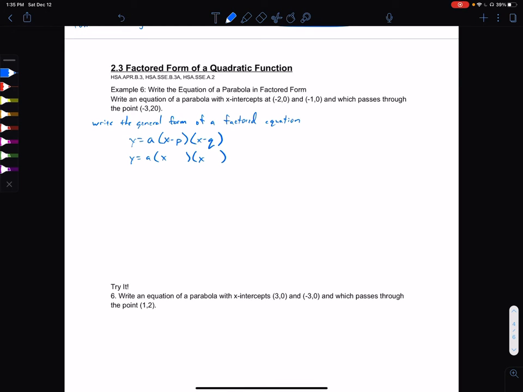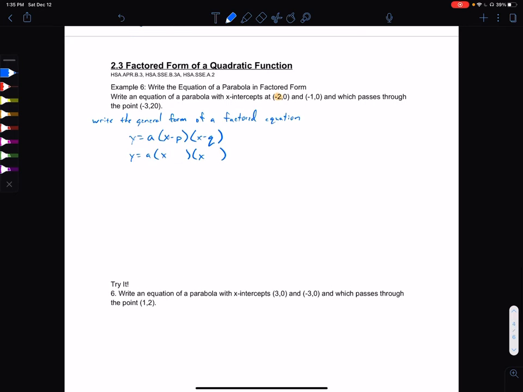When I write this equation, I'm going to take my x-intercepts, this -2, and write that in. It'll be x minus -2 and then x minus -1. What you do need to be careful with, obviously, is some signs here. That's really the only spot you're going to go wrong. But you're going to take your zeros and plug those in. Let's clean this up. So y equals a times x plus 2 and x plus 1.